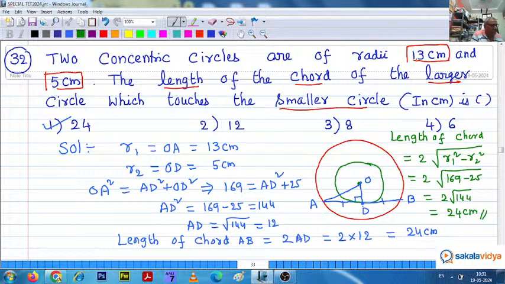This is the 32nd question. Now let us move to the 33rd question.